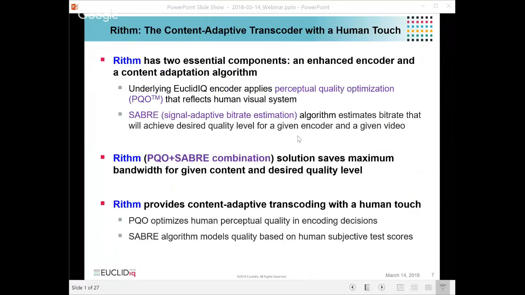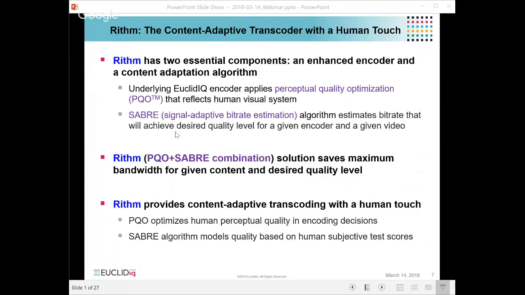With that introduction, I'd now like to present Rithm, EuclidIQ's content adaptive transcoder with a human touch. As a total solution for optimizing video streaming, Rithm has the two essential components I just discussed, an enhanced encoder and a content adaptation algorithm. Our underlying encoder applies perceptual quality optimization, or PQO, that reflects the human visual system to produce the best video quality at any given bit rate.